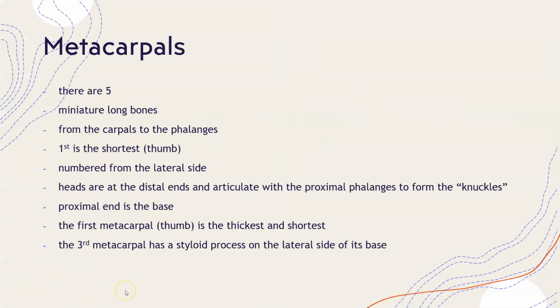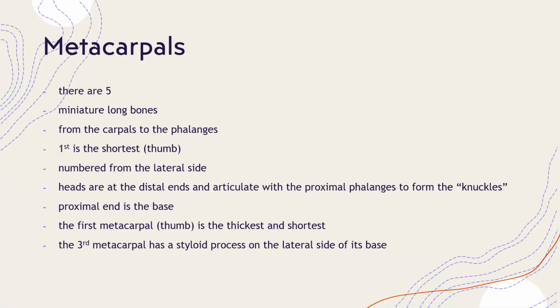So the metacarpals, there are 5, 1 for each finger. They are considered to be miniature long bones, and the metacarpals run from the carpals proximally to the phalanges, which are your digits, your fingers. So from the end of the distal row of the carpals to the phalanges.